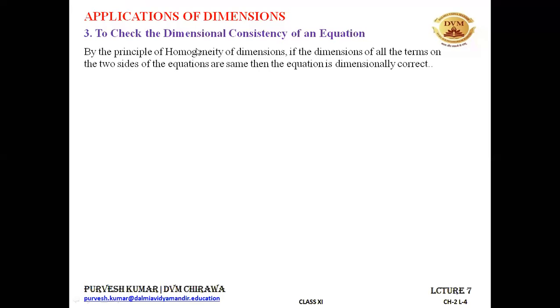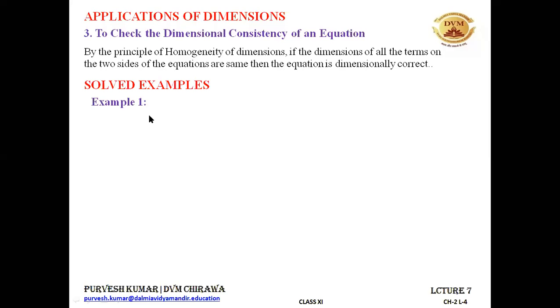So by the principle of homogeneity of dimensions, we know that both the sides of the equation must have the same dimensions in the terms that are involved in the equation. All right. So we can easily use this concept to check the consistency of an equation, whether the equation is correct or not. That we can actually find out by applying the principle of dimension. So let's solve it with the help of examples. So we'll get a better understanding of how we can check this consistency of an equation.